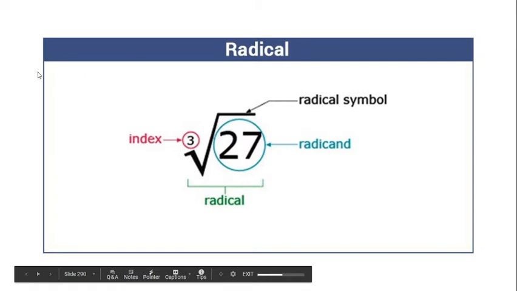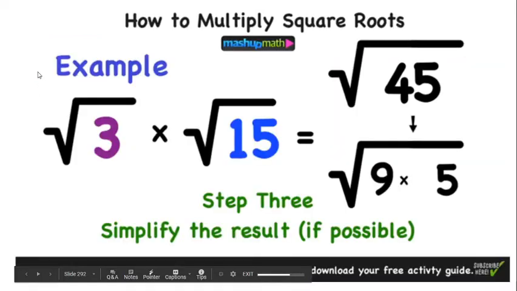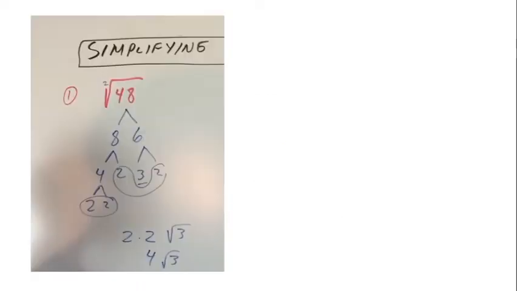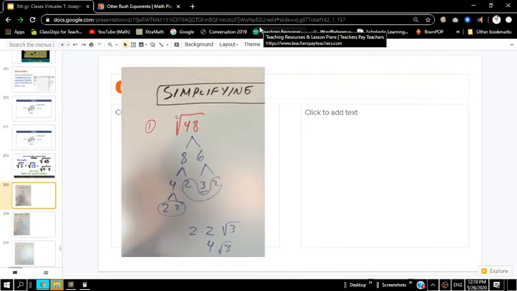Let's look at a couple of examples with this. For example, the radical of 3 times the radical of 15 is the same thing as the radical of 45, which you can break up into its factors, 9 times 5, which you can always simplify. Let's do a couple of problems together. For example, we have radical 48. Let me show you guys that one.